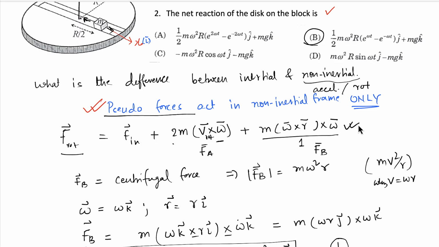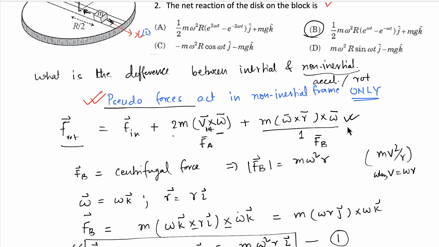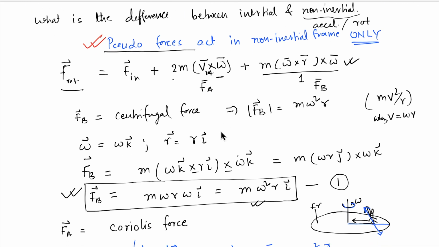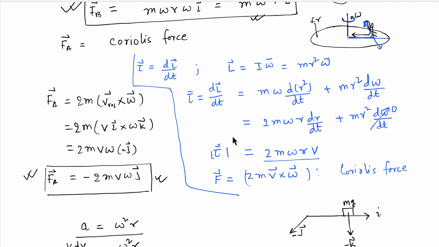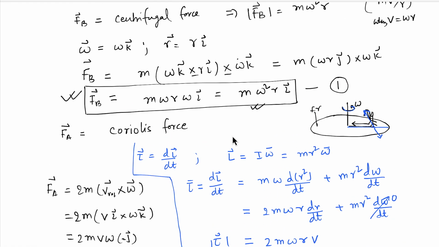And this you already know, this is nothing but the pseudo force. That's it. And you use the vector multiplication to know the direction and you will get the answer. Okay. I hope you understood a few things and you got some of the concepts clarified.